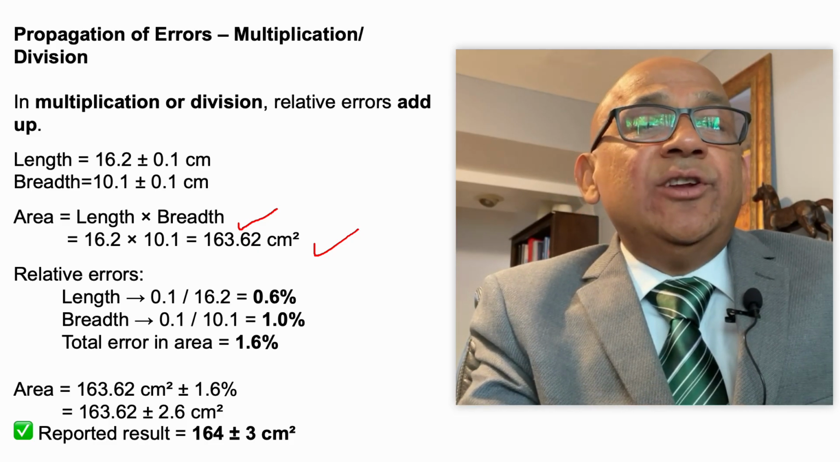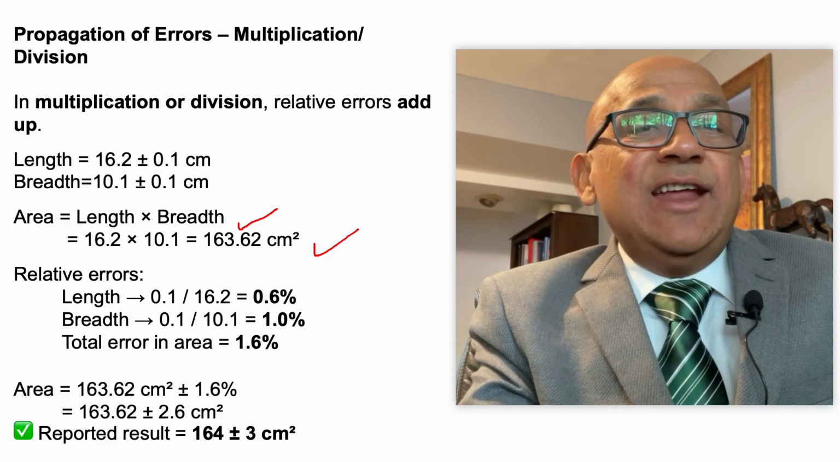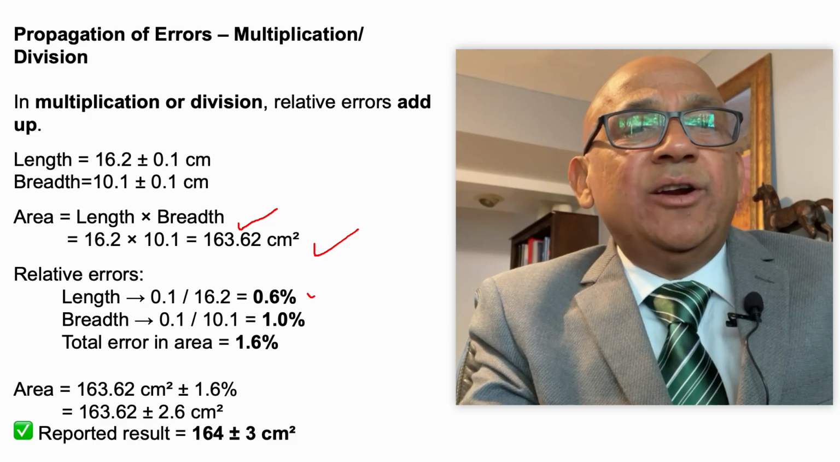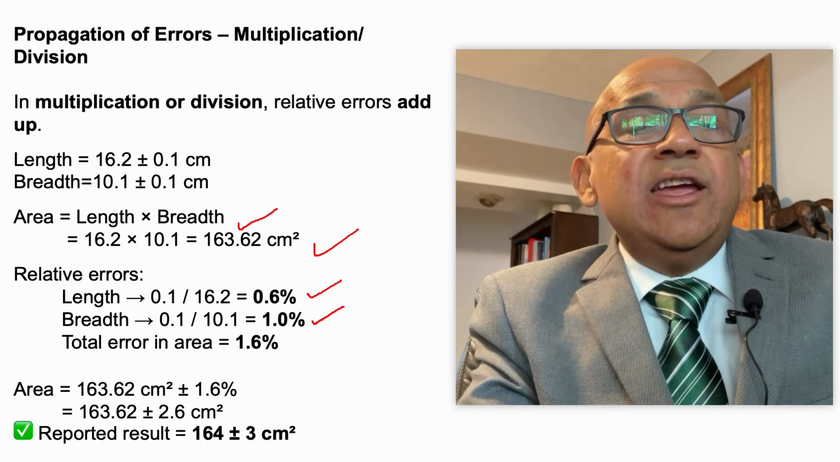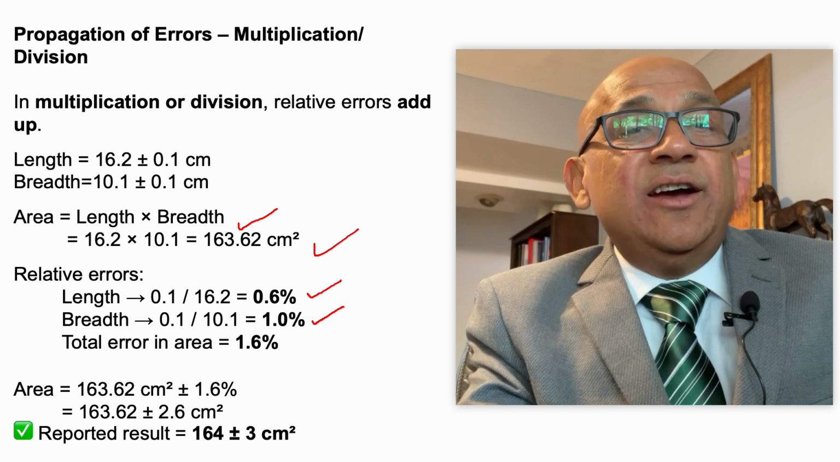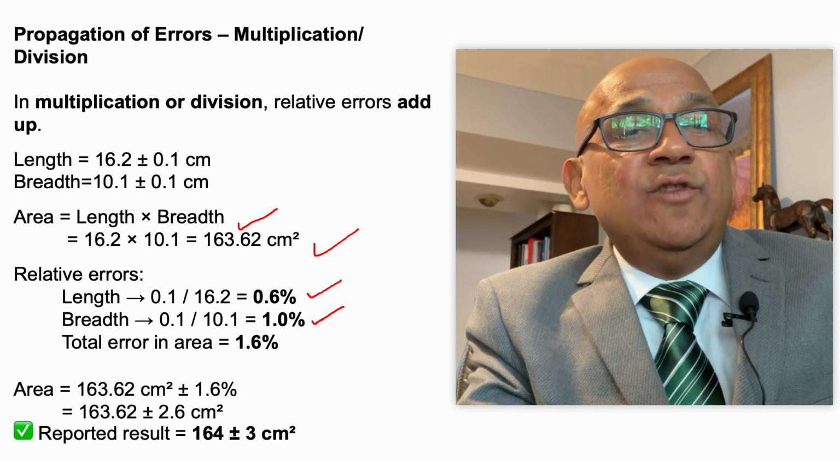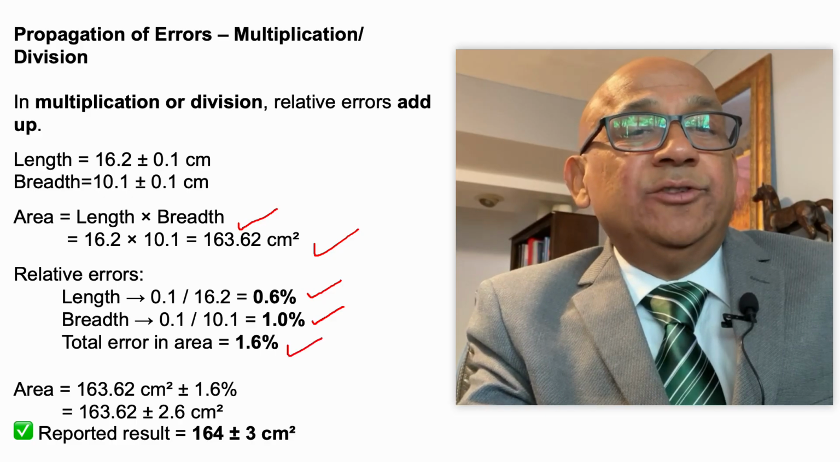Now, let us look into the relative errors. In the case of length, relative error is 0.6%. In the case of breadth, relative error is 1%. Again, you are simply dividing 0.1 by 10.1 and it comes out to be 1%. So, the total error in this area will be the addition of these two relative errors. So, it will have an error of 1.6%.